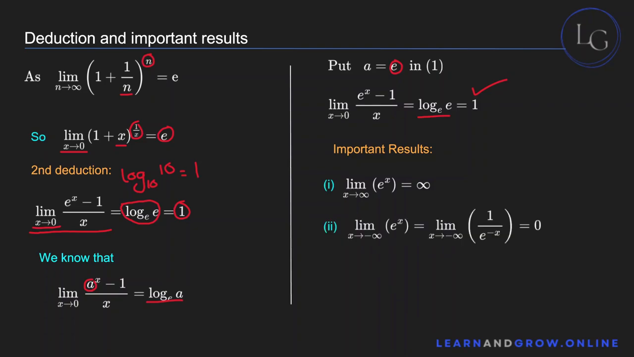Now, here are some extra important results you should know about. The limit of e^x as x approaches infinity is obviously infinity, because any number to the power infinity is just infinity, right? However, e^x as x approaches negative infinity is 0, because e to the power negative infinity is just 1 over infinity, right?